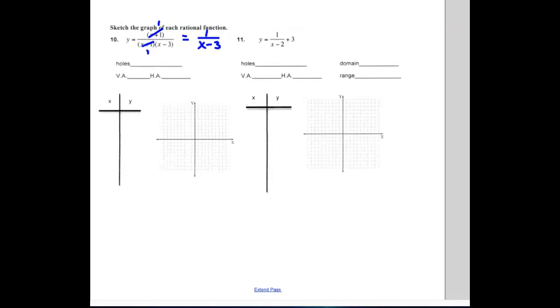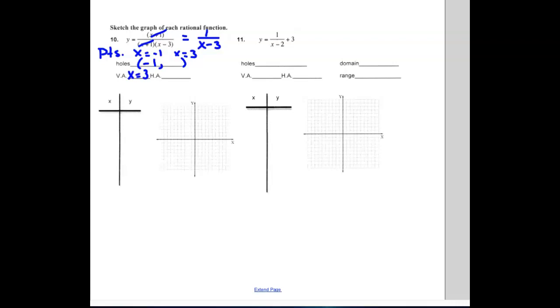Since we have a hole where we can remove that point of discontinuity, let's go back here. Our points of discontinuity are x being negative 1 and x being 3. Those are the 2 things that create zeros in the denominator. Since the x plus 1 can be reduced out, it is a hole. So negative 1 is going to be the x-coordinate of my hole. And x equals 3, since I can't remove it, is a vertical asymptote.